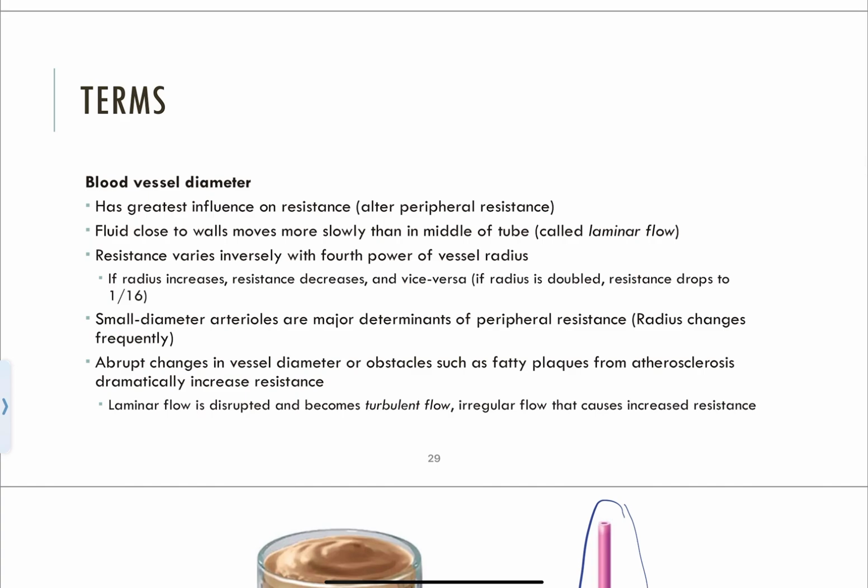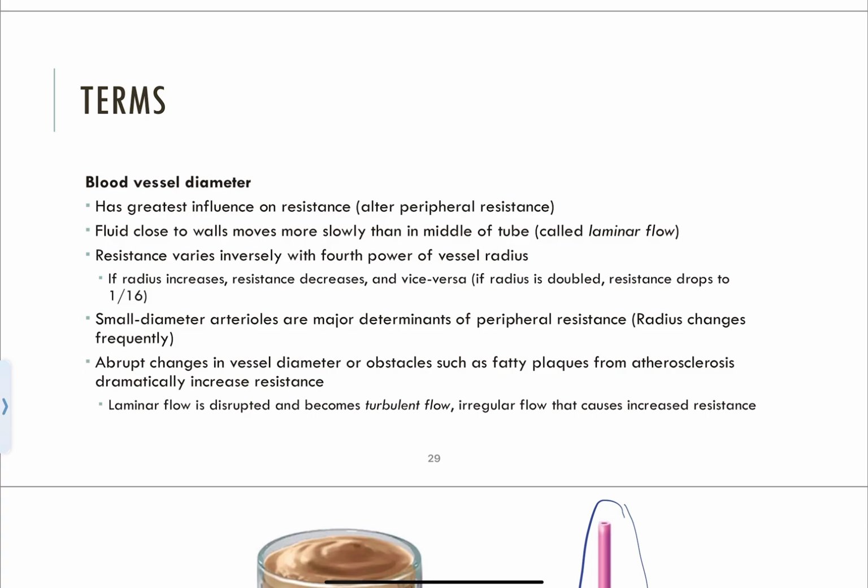Why does this happen? It's because basically the fluid closest to the walls moves more slowly than that in the middle of the tube. This is called laminar flow. So laminar flow is similar to a river. If you've ever looked at a river and the way the water is moving, the water that's close to the bank or the edges moves much slower than that of the middle of the river because of resistance. So the wider a river, the greater the flow is going to be down the middle, because it's further away from the edges or the resistance itself.